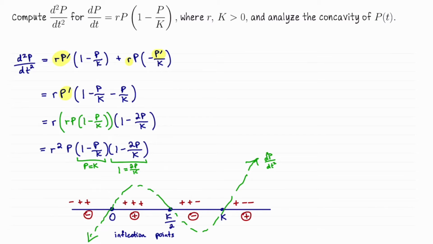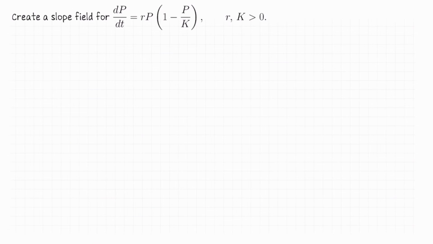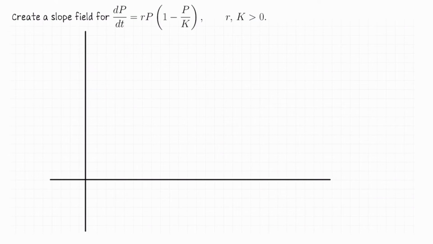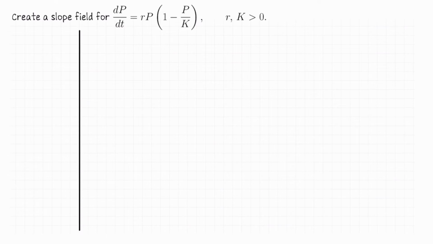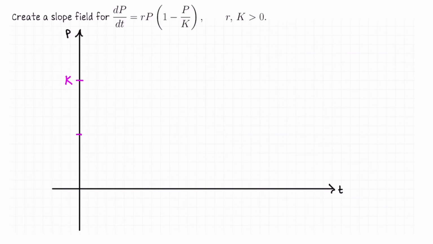Okay, let's see if we can piece together everything we've done so far to sketch a slope field. So first let's put in some axes. Our independent axis is for time, our dependent one is for the population. I don't have a specific value of k, but let's just put it somewhere on the p-axis. How about there? And then we can also add k over 2 because we know that's an inflection point.